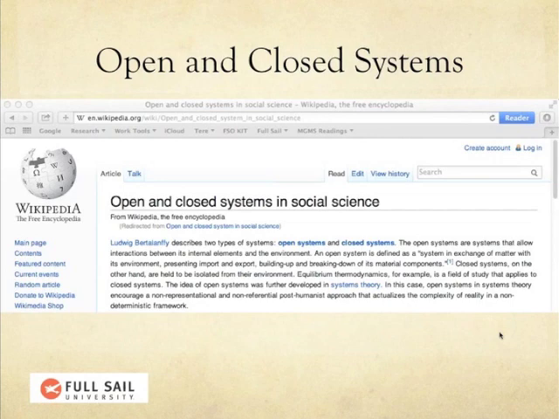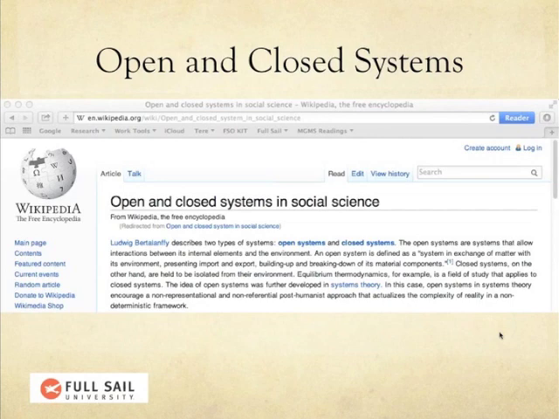Another set of ideas that's closely related to gaming and specifically will come up as we begin to define what is a game later on, are the idea of open and closed systems. We're going to look at two main types of systems here. This is focusing on a social science definition, but it really applies to systems in general. Open systems are systems that allow interactions between the internal elements and the environment. An open system is defined as a system in exchange of matter with its environment, presenting import and export, building up and breaking down of its material components.